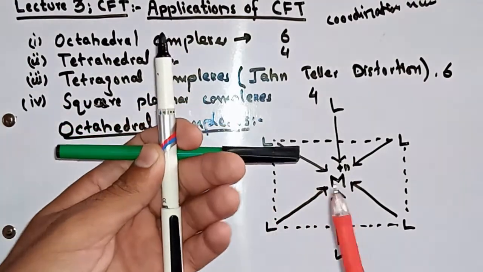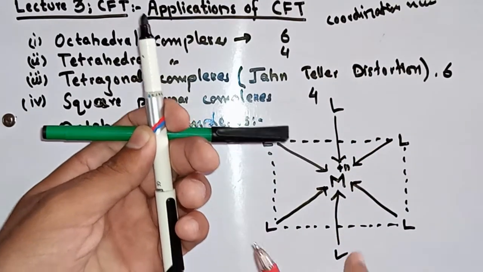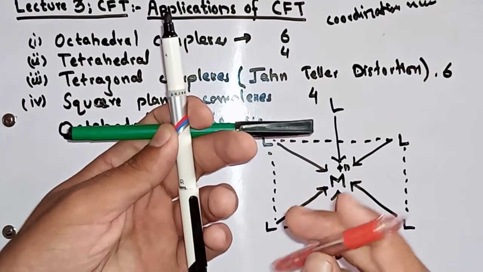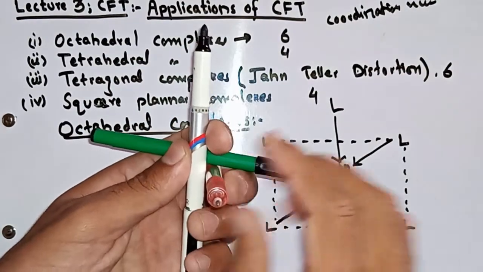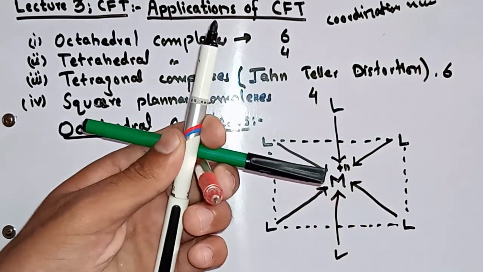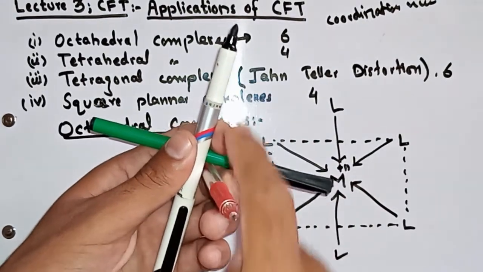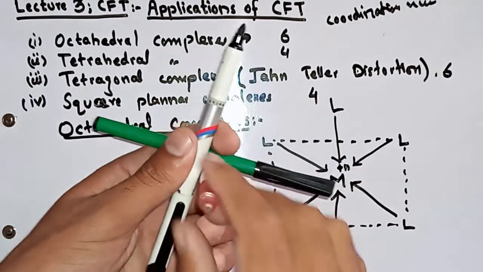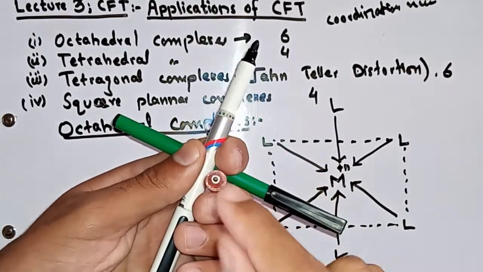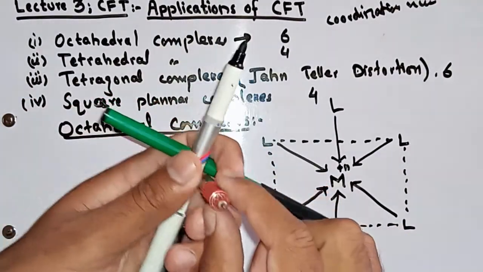Let's suppose L is here, one L is here, one L is here, one L is here. So there are 4 ligands, while the other one is here. These four are in a square planar arrangement, in one plane. Then one ligand is above the plane and one ligand is below the plane. So these all interact with the central metal.